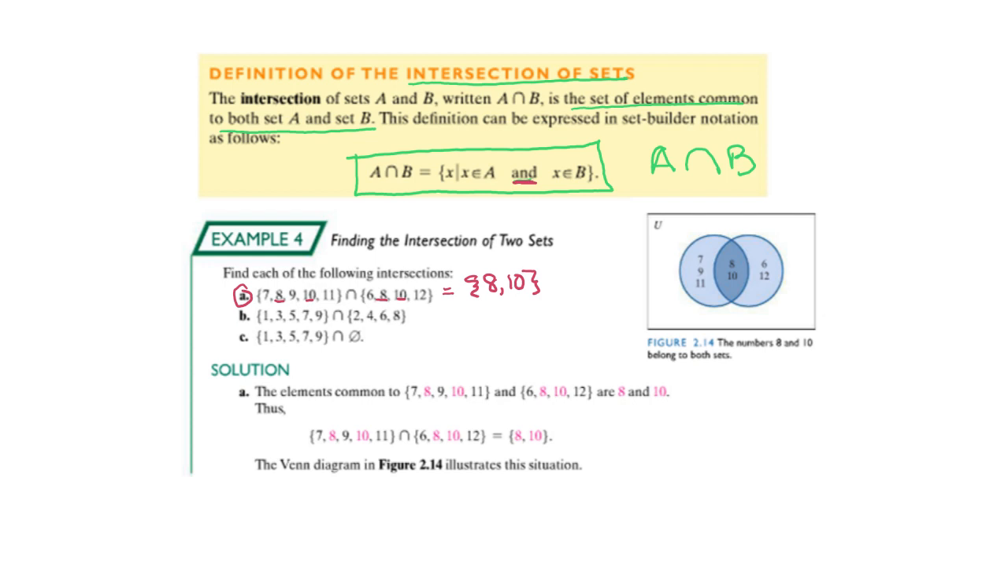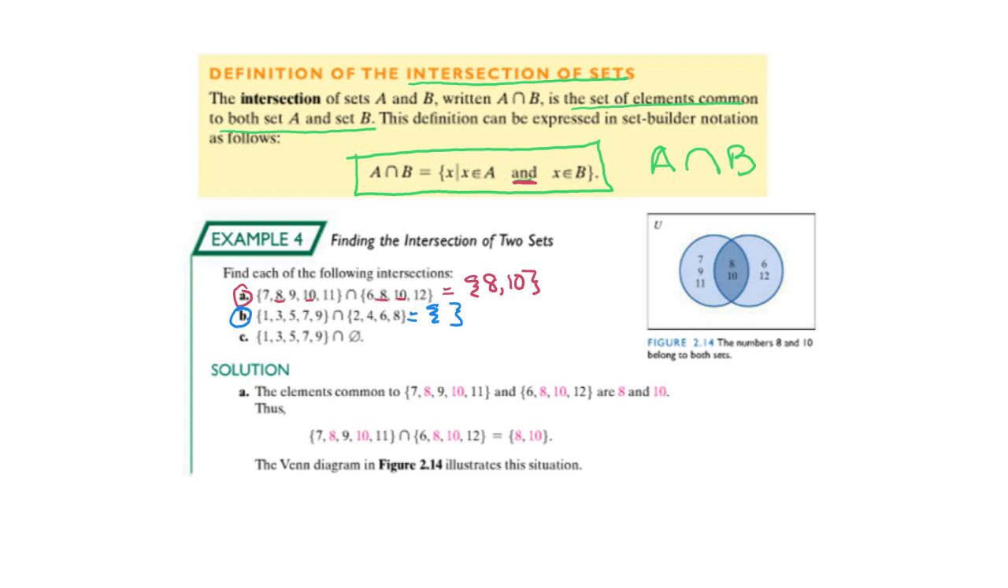All right, let's look at part B. We have the first set of 1, 3, 5, 7, 9 intersect with the set 2, 4, 6, 8. So you can see the first set contains odd numbers, the second set contains even numbers. When you do the intersection, there are no elements in common. So if you think about that, that's that disjoint relationship where you have two separate circles. They do not overlap or touch at all.